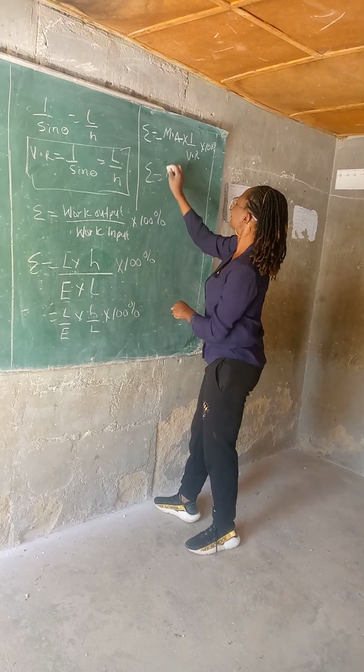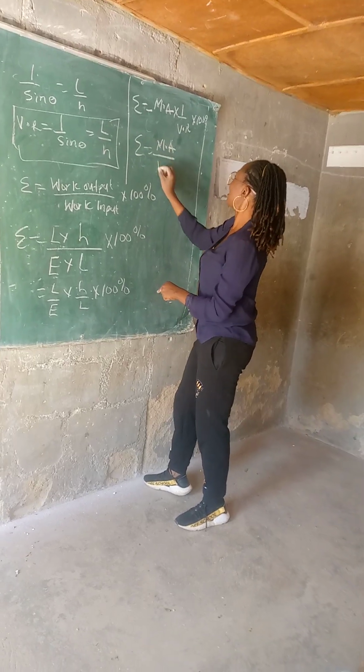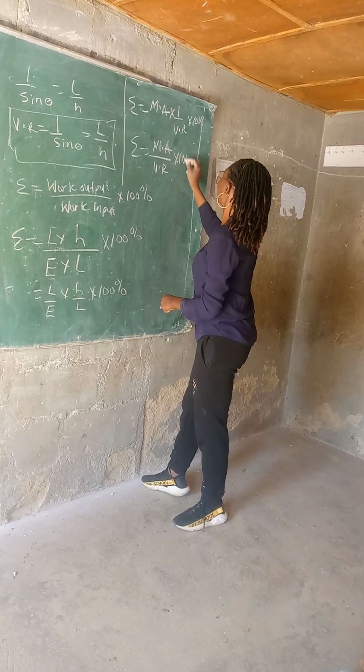And then we are here, back to the formula: MA over VR times 100%.